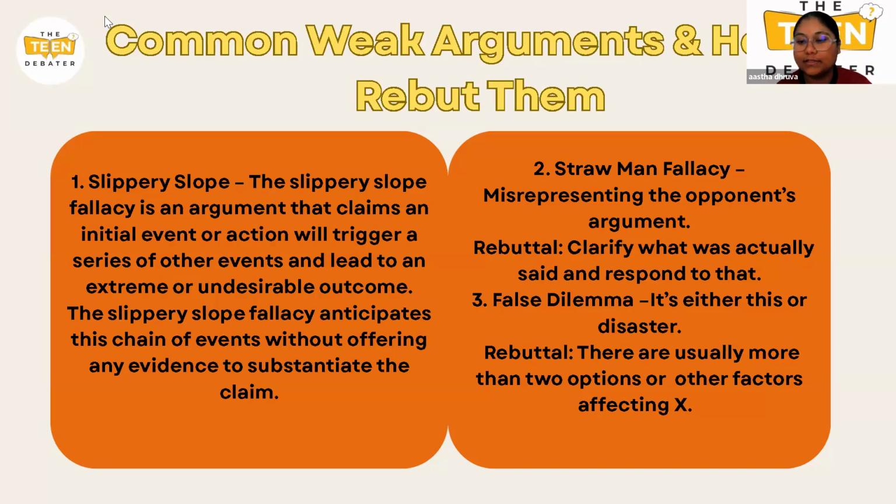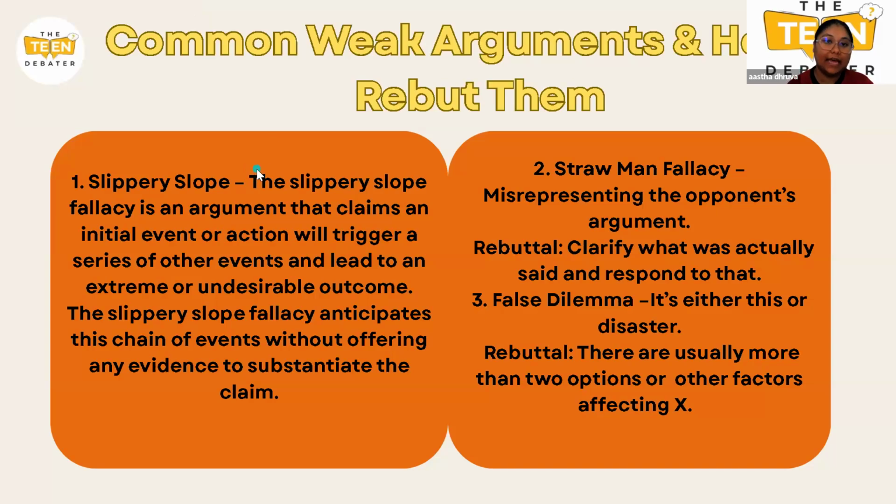The third is false dilemma. It's either this or disaster, which is basically only two options given. There can be a lot of factors affecting your topic, but you only give two options: if you do this, or it will be a disaster, basically. So to rebut this, point out that there are usually more than two options or other factors affecting X. This will provide a more logical explanation rather than an emotional explanation in your debate, and will strengthen your position as a debater.